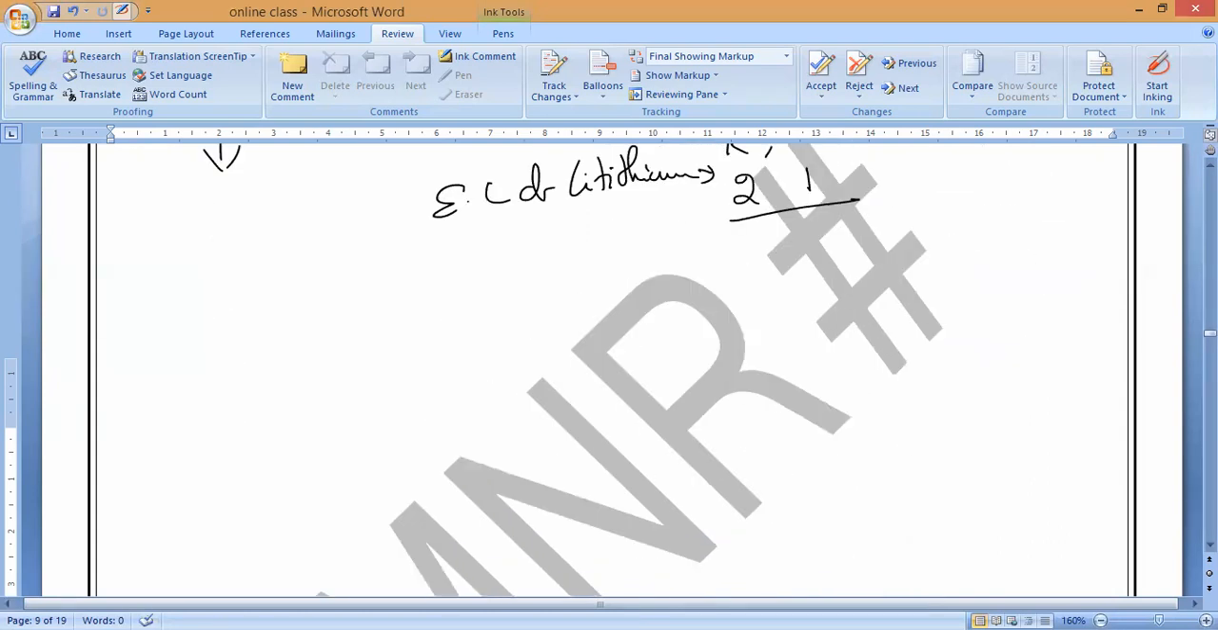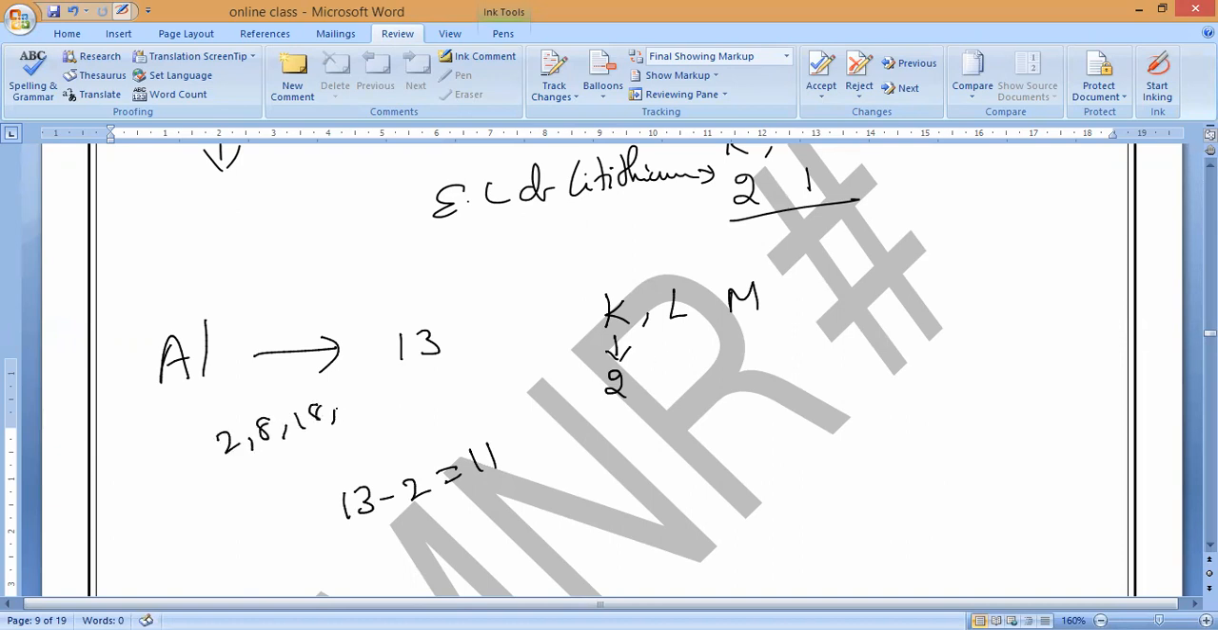Next, for example, let me take aluminum. Aluminum is 13. So how many shells? K, L, M. First the K shell, how many? 2. 13 minus 2 is equal to how much? 11. The second shell maximum how many? 2, 8, 18, 32, correct? Now the second shell, how many? 11 minus 8, so 8 gone. 11 minus 8 is how much? 3. The M shell is having 3.